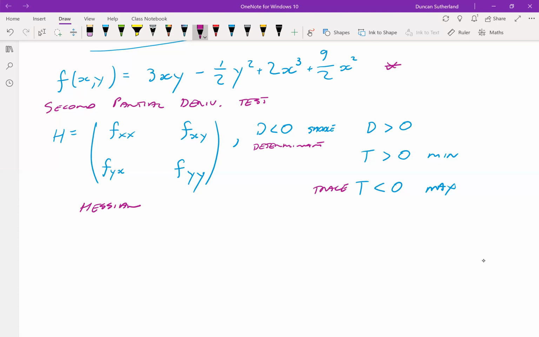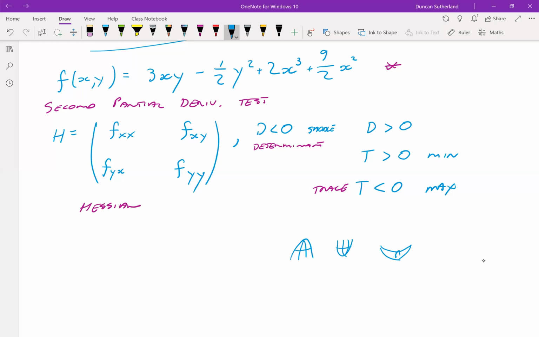Now, like the ideas behind critical point tests in one dimension, we're essentially fitting a 2D polynomial, a second order 2D polynomial, and we're trying to discover whether we've got this shape, which is a maximum, this shape, which is a minimum, and the Pringles chip shape, if you like, which is the saddle point.